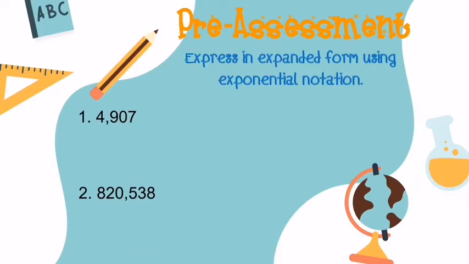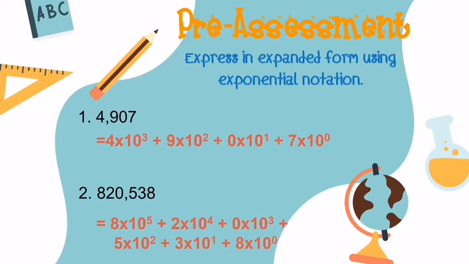Let us answer the following exercises. Express in expanded form using exponential notation. Number 1, 4,907. Number 2, 820,538. You may pause this video and start answering. Replay again to check your answers. Here are the answers. If you have the same answers as well, good job for you.